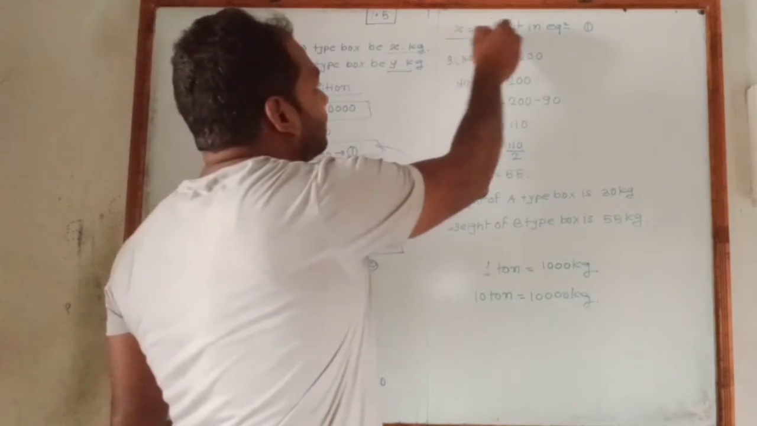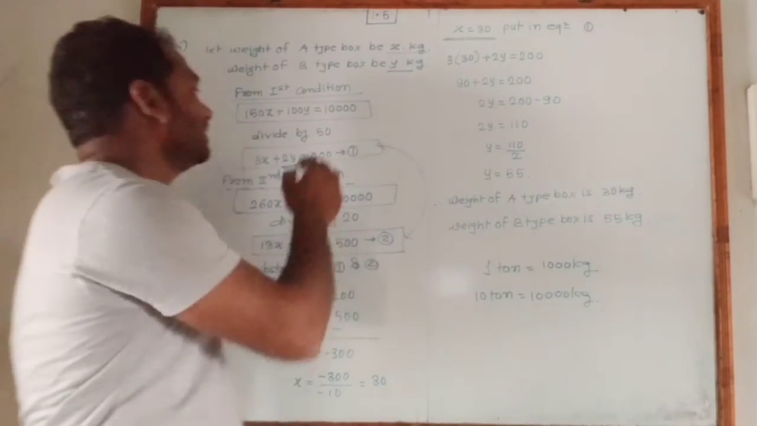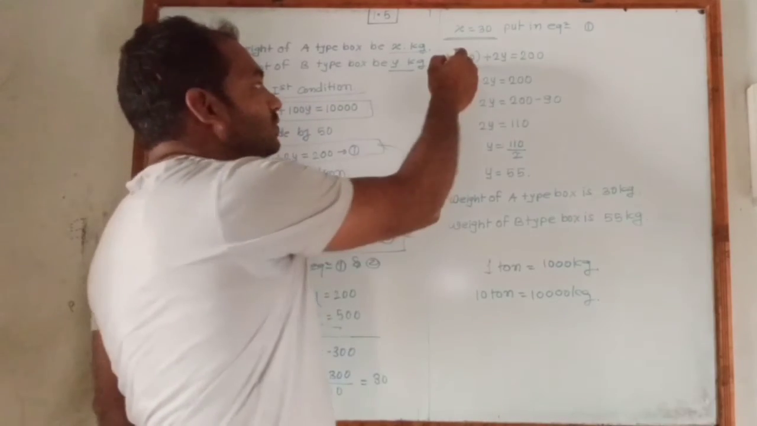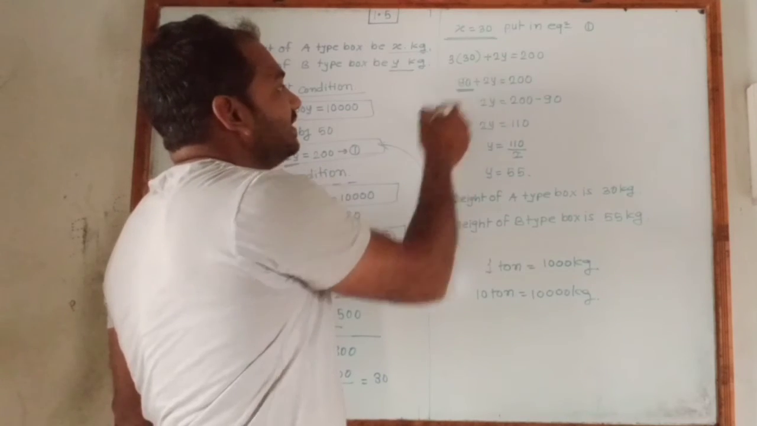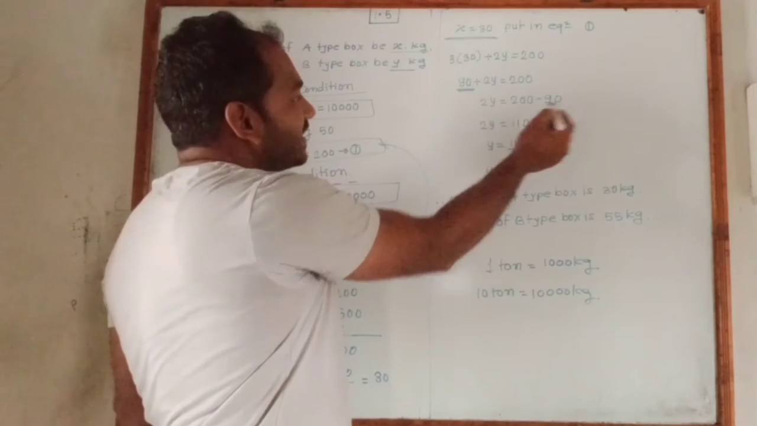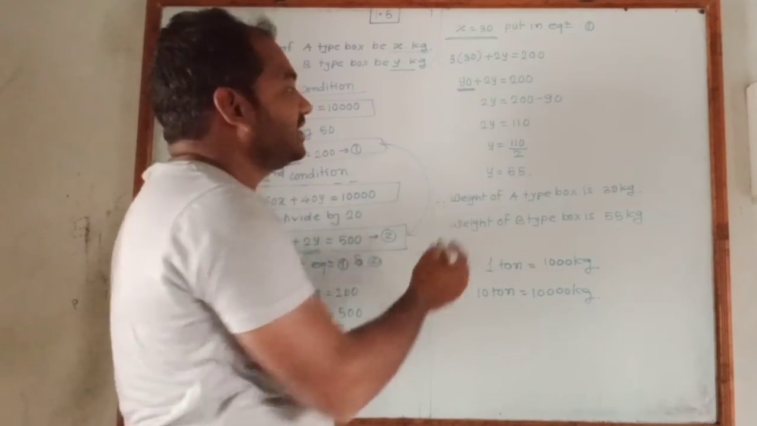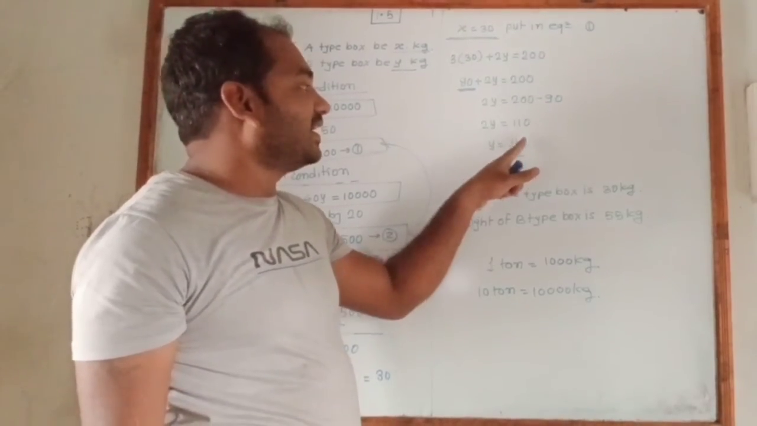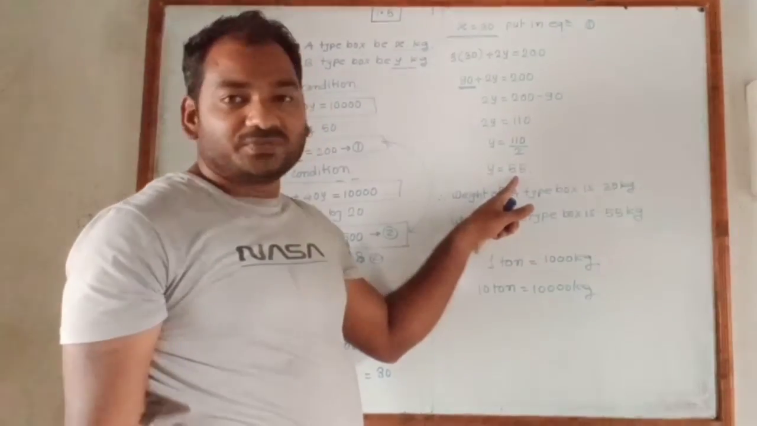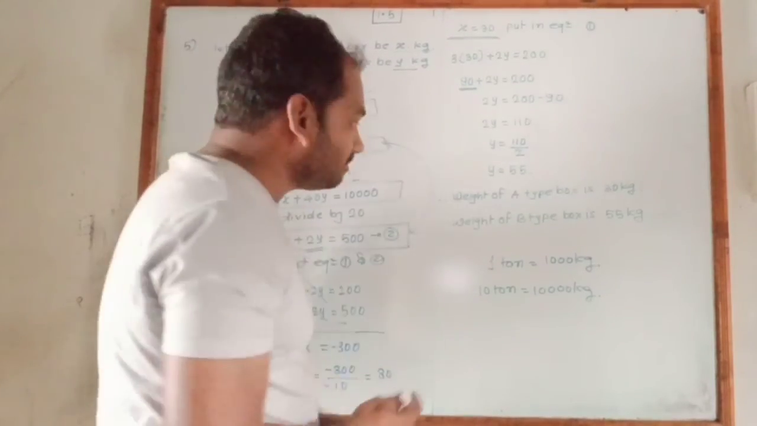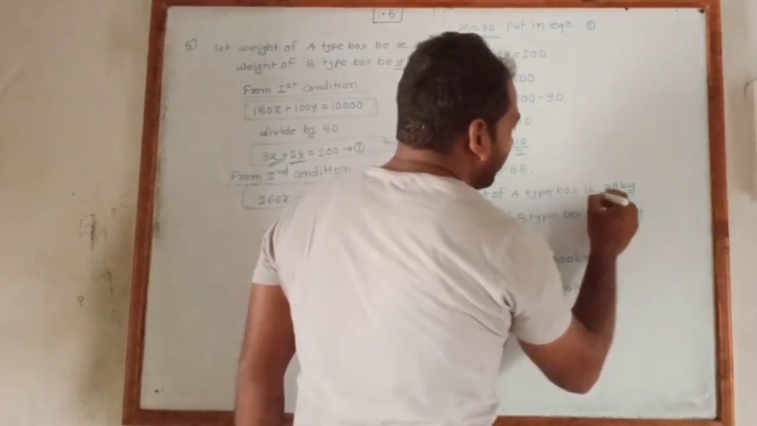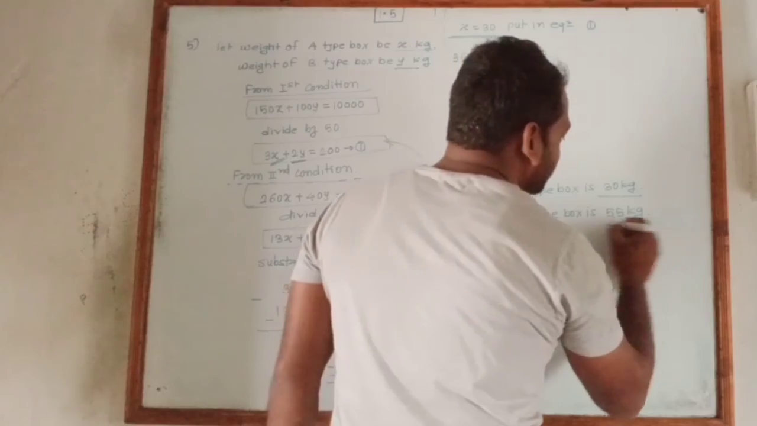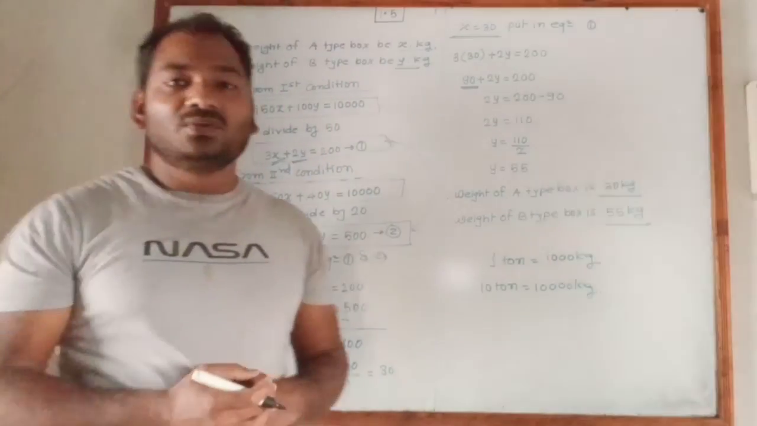Now x is equal to 30, put in equation 1 here. In this equation we put x as 30. So 3 times 3 is 9, that is 90. Shift to the right side. So we have 2y is 200 minus 90. So 2y is equal to 110 and y is equal to 110 upon 2. So y is equal to 55. So finally, the weight of box A is 30 kilogram and the weight of box B is 55 kilogram. In this way we can write our answer.